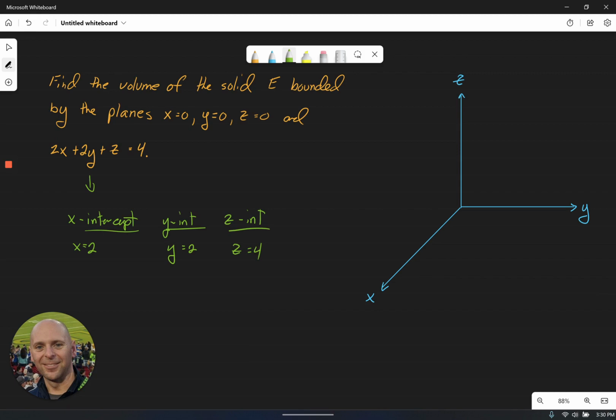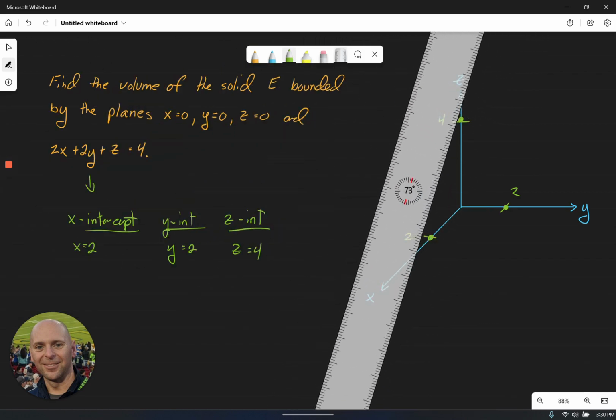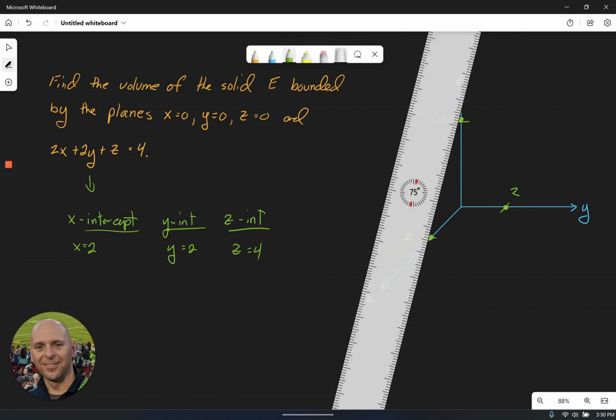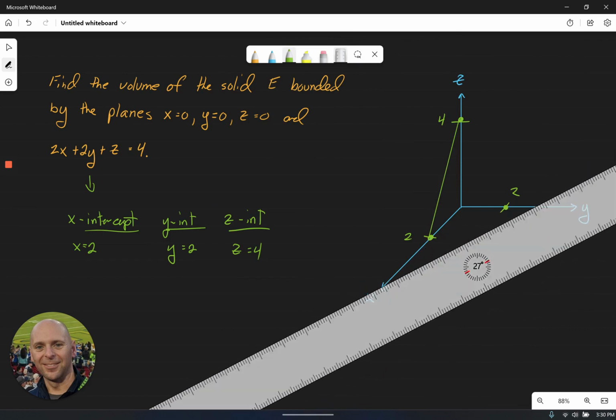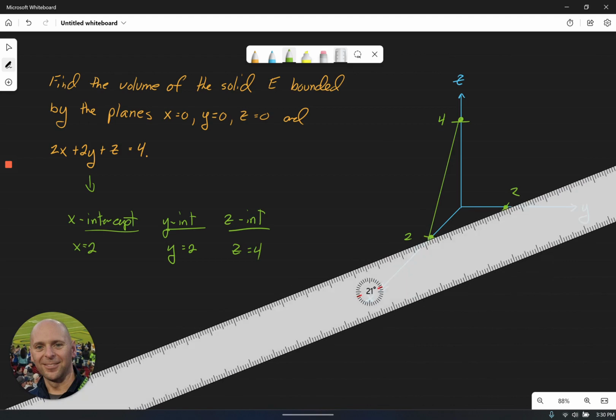Okay, so now we've got those. Let's go ahead and plot those up. I'm just going to approximate where these things would be. Let's call this 4. Let's call this 2. And let's call this 2 as well. All right, so now you've got your intercepts plotted. And again, the best way to visualize these types of planes cutting through is just to connect them all up with a little triangle. And that will give us a pretty good idea of what this surface is going to look like as it cuts through.